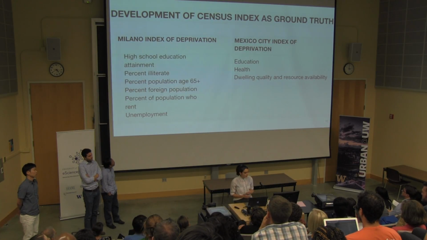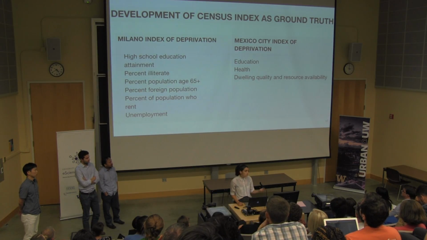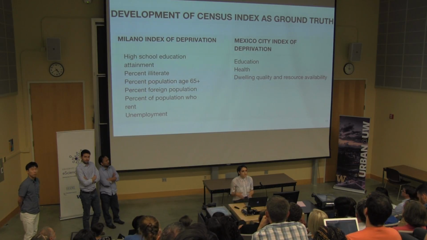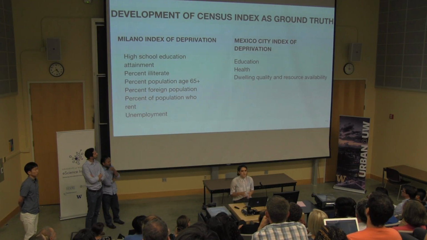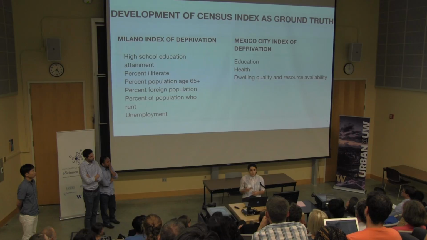Okay, so in order to develop our ground truth for our census, for our model that we're developing, we have indices of deprivation, or poverty indices. For Milano, we have had to generate an index on our own, whereas for Mexico City, the data that we collected from the National Institute of Statistics and Geography, they already had an index of deprivation developed for us using education, health, and dwelling quality and resource availability.